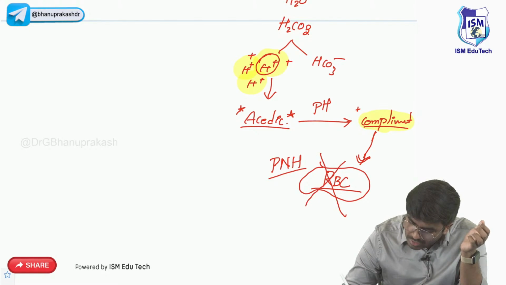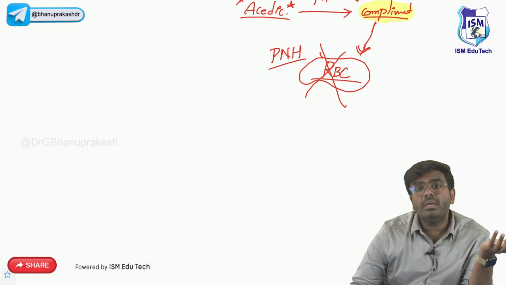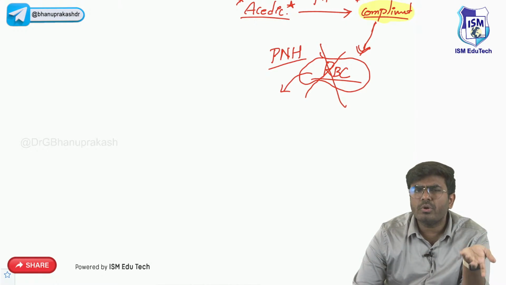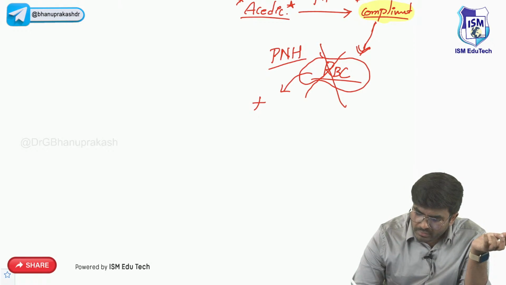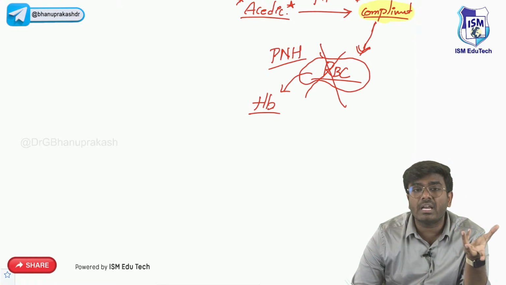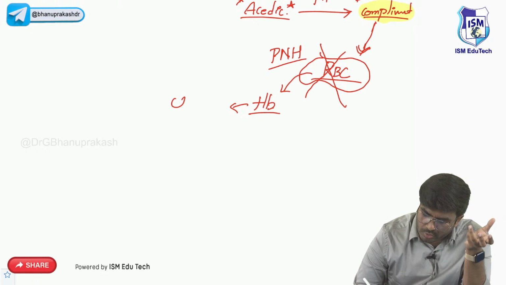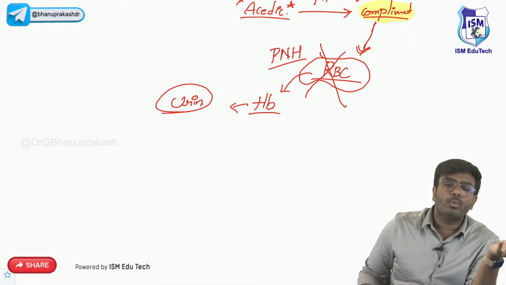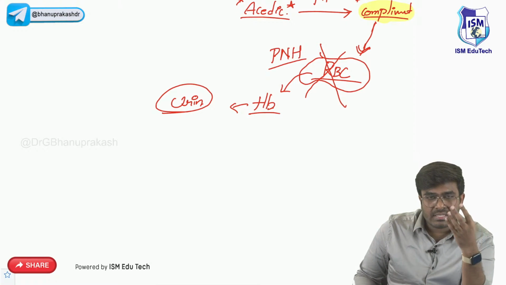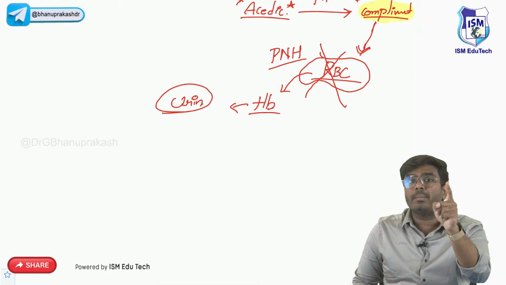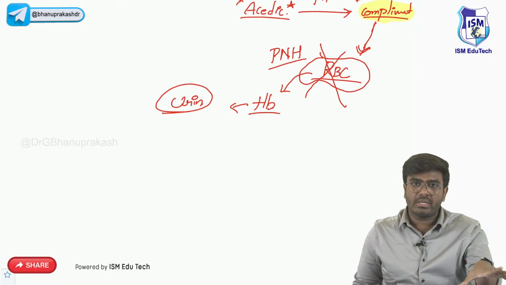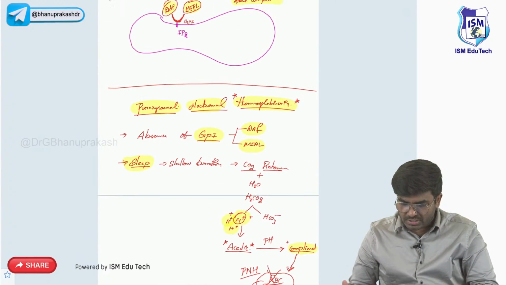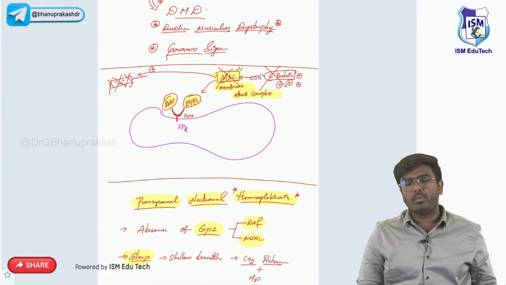So now what happens to the RBC? RBCs are going to be ruptured. Hemolysis is happening. So what is going to come out of the RBC? Hemoglobin, the red color pigment, will come out of the RBC. This hemoglobin will go into the urine. So whenever this person urinates, he is going to have dark color urine. That's the reason why it is paroxysmal nocturnal, meaning night, hemoglobinuria. So this is how the pathophysiology occurs in paroxysmal nocturnal hemoglobinuria.